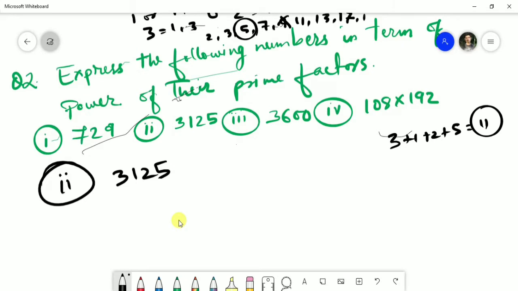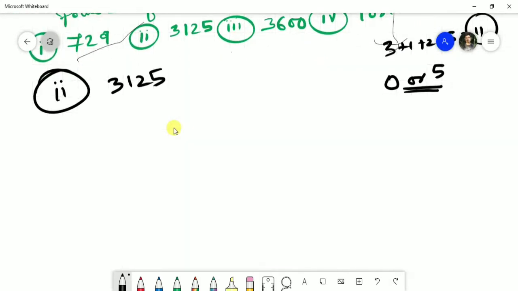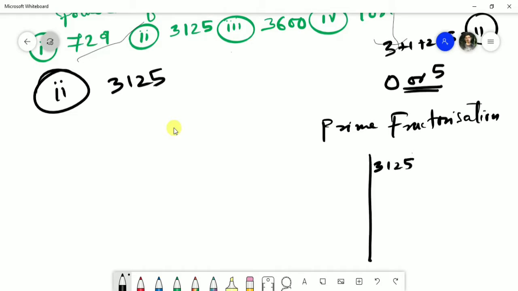And remember, in short, if the number ends with a 0 or 5, it is always divisible by 5. Keep in your mind, if the number ends with a 0 or 5, it is always divisible by 5. Okay. So let's do this one. So we are doing prime factorization only. Prime factorization. Okay. So 3125. We'll do it with the 5.